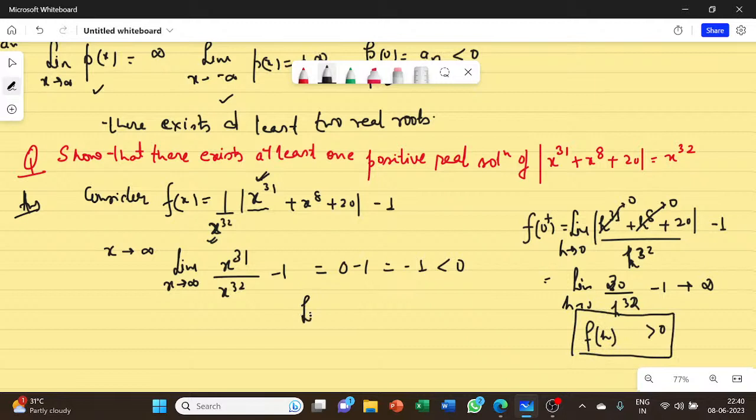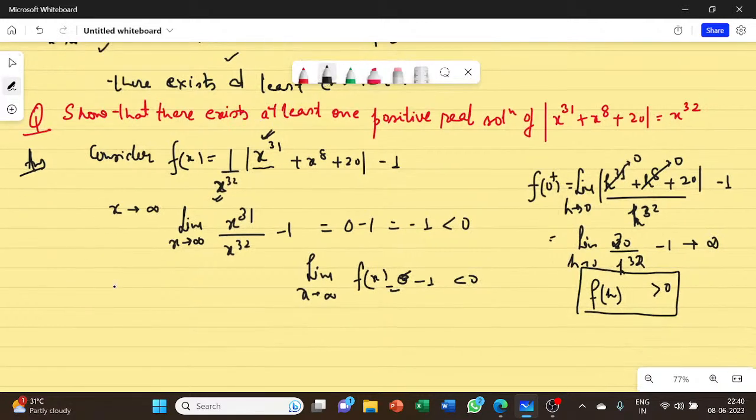And as x tends to infinity, my function is negative. It is tending towards minus 1 and it is negative. So it implies there exists at least one x naught belongs to 0 comma infinity, such that f of x naught is 0.